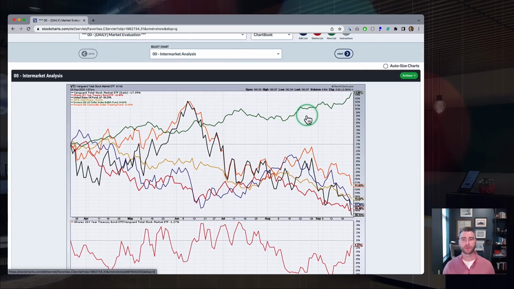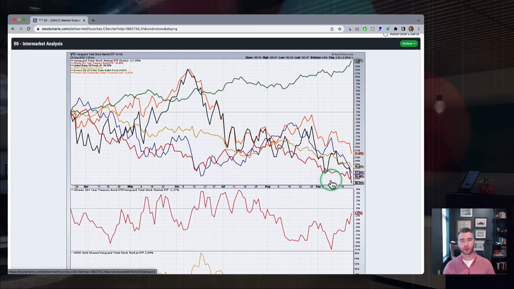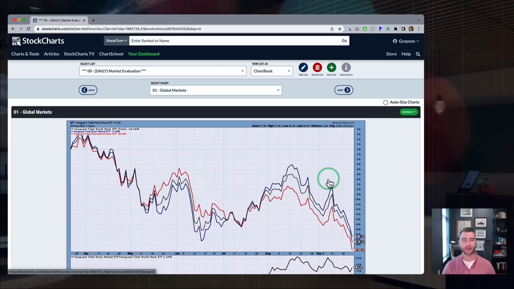Now, the nice thing about Chartbook, you can either click these previous and next buttons at the very top, or you can just click right on the chart, or even use the arrow keys on your keyboard. So I'm going to give this chart a click, and we have now moved on to our second chart in my daily market evaluation list.